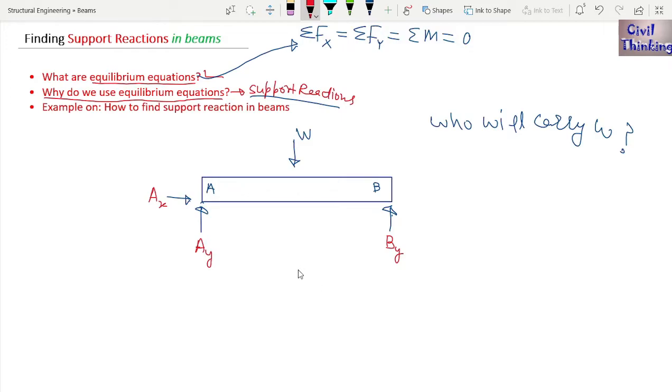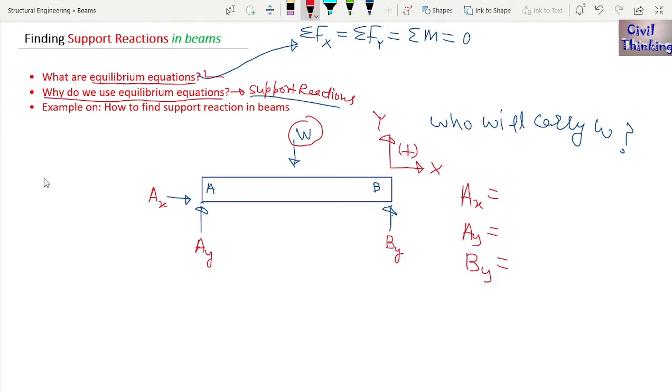Now in this problem, if you are asked to find the value of Ay, the value of By, and the value of Ax in terms of the applied load W, how are you going to do that? You know, this is the x-axis, the horizontal axis, and this is the vertical axis, the y-axis, and these directions are positive. Now how are you going to do that?